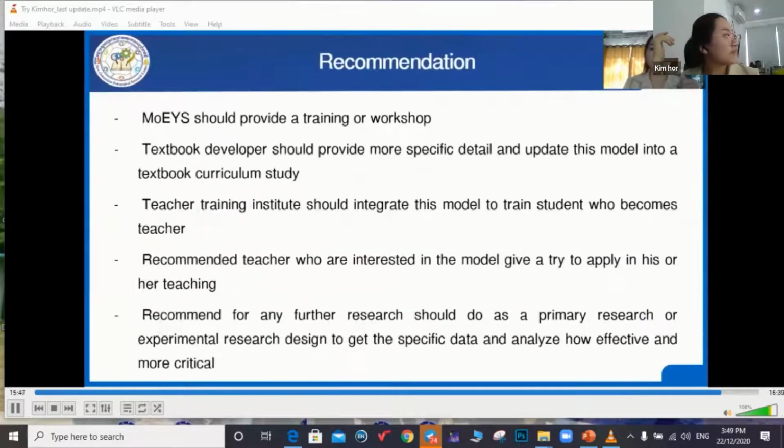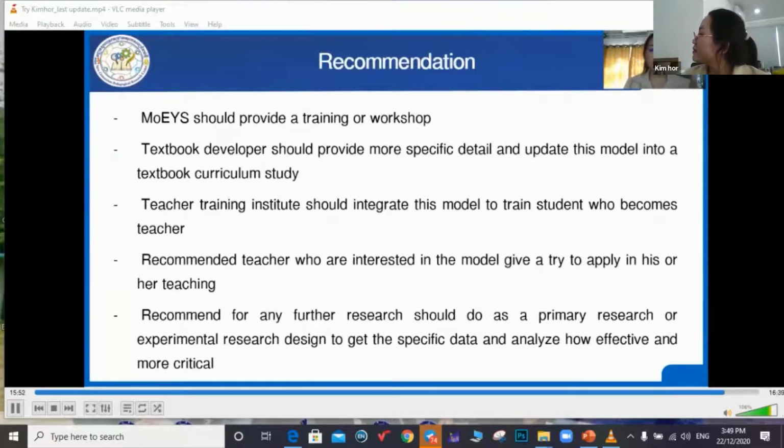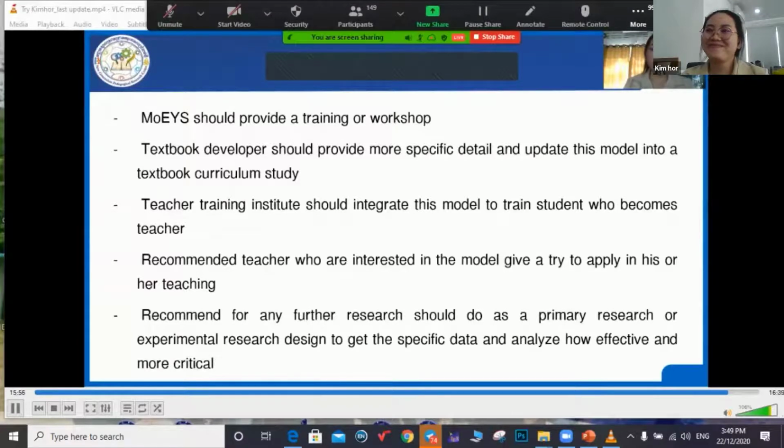At the end of my presentation, I would recommend that the Ministry of Education, Youth and Sport should provide training or workshops to the teachers, and textbook developers should provide more specific detail and update this model into the textbook and curriculum. Teacher training institutes should integrate this model to train students who become teachers, and I recommend that teachers who are willing to apply this method give it a try.